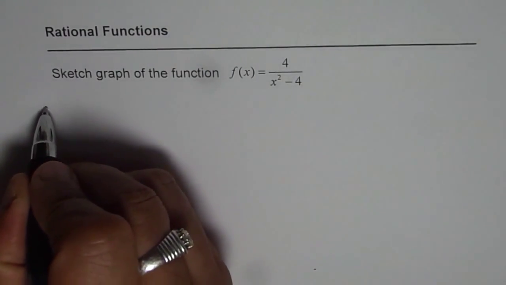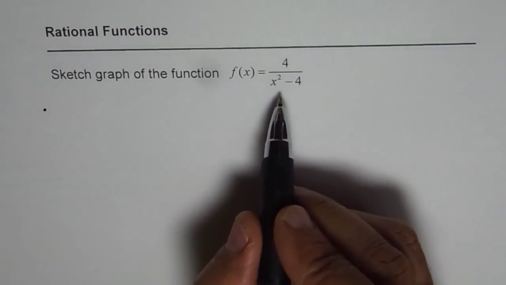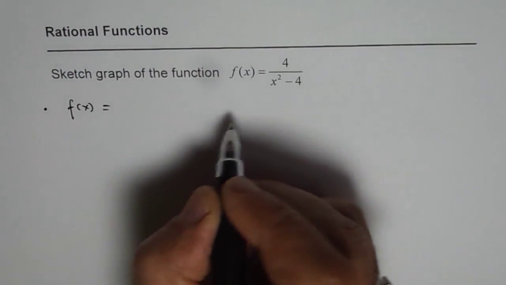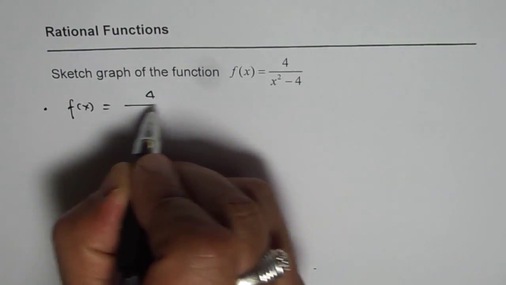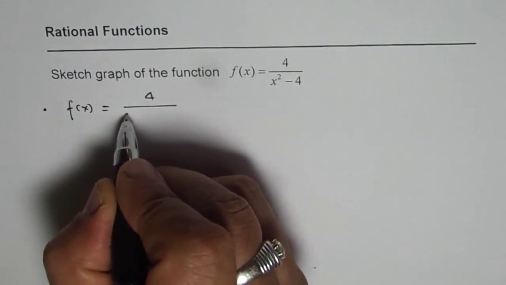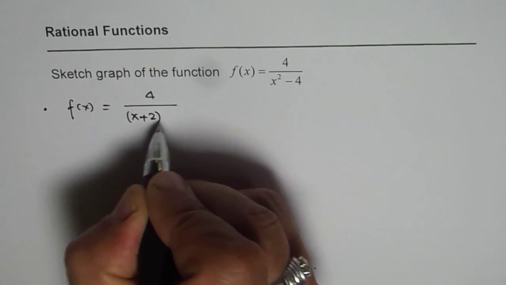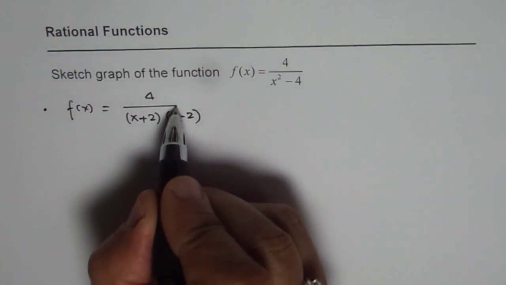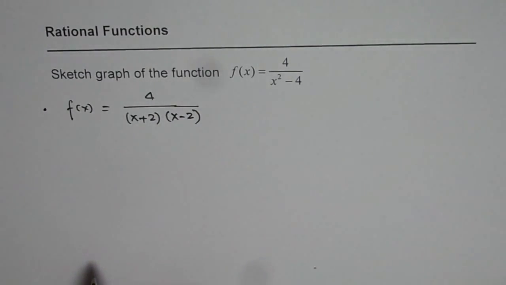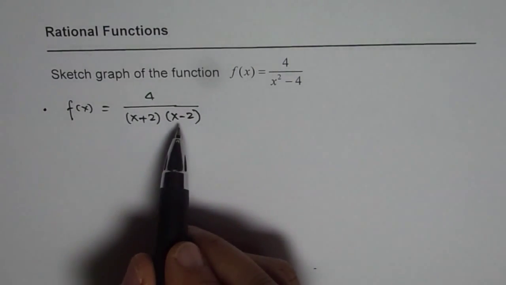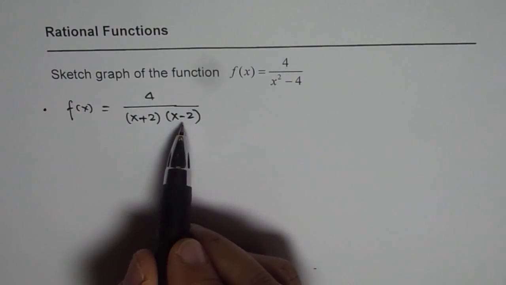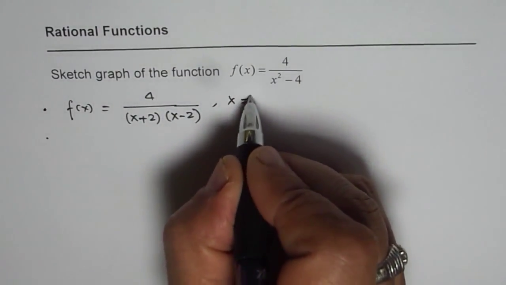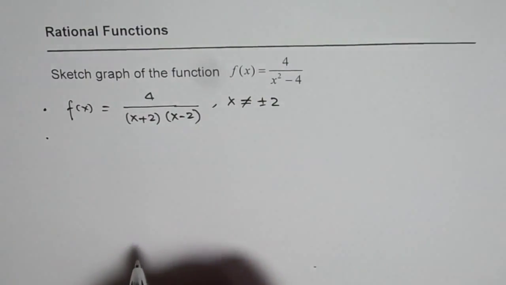Now the steps here are, first write it in factored form. So when you write in factored form, you can write this function as f of x equals 4 over, this is a difference of squares, I could write this as x plus 2 times x minus 2. Now as you can see, writing in factored form helps. We can immediately find what the restrictions are, right? In this case, the restrictions are that x should not be equal to plus or minus 2, right?